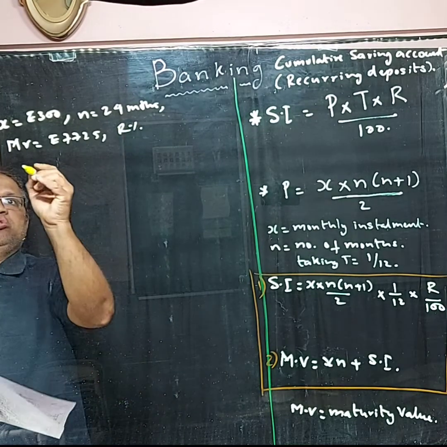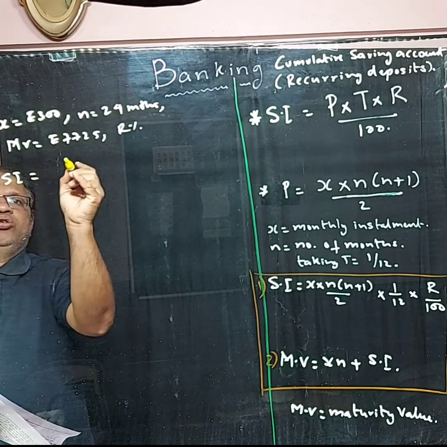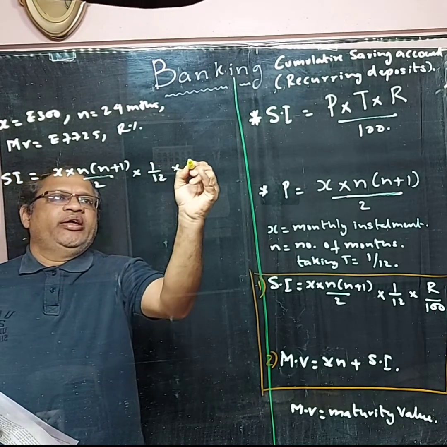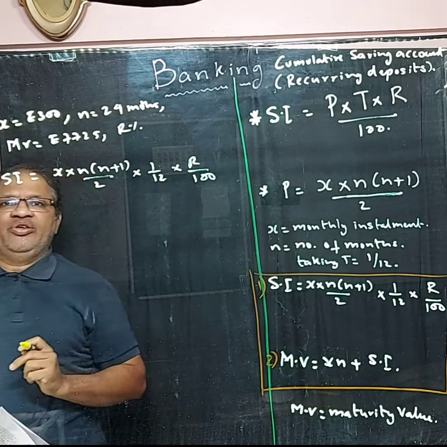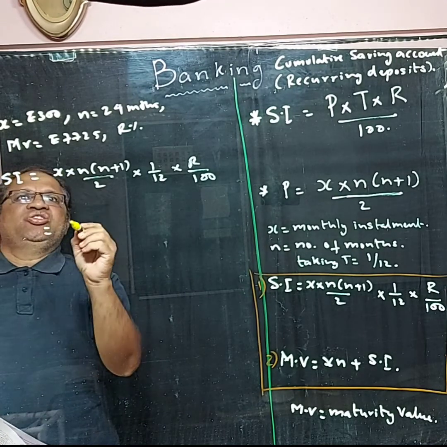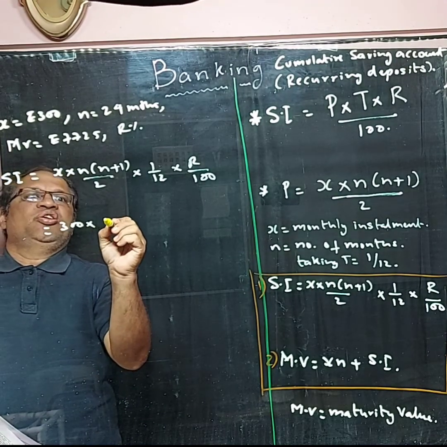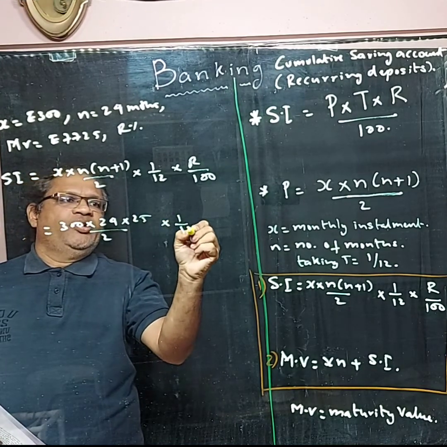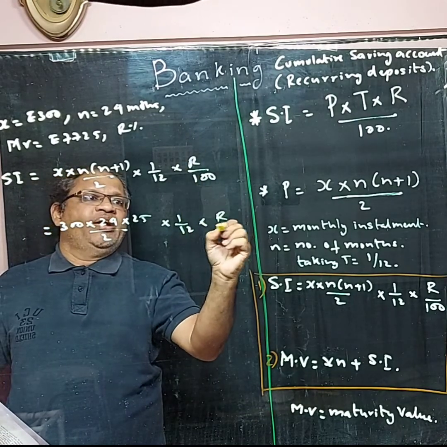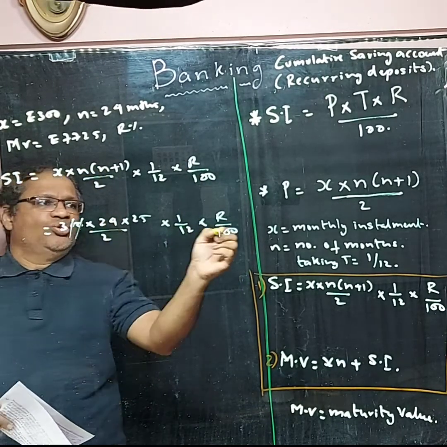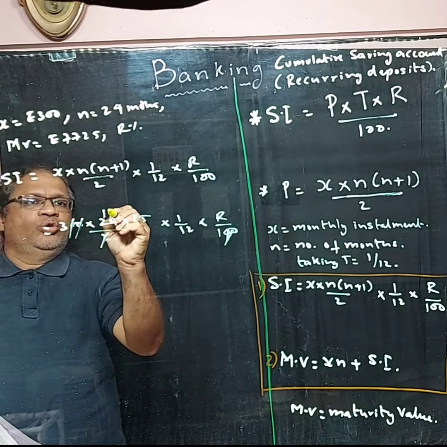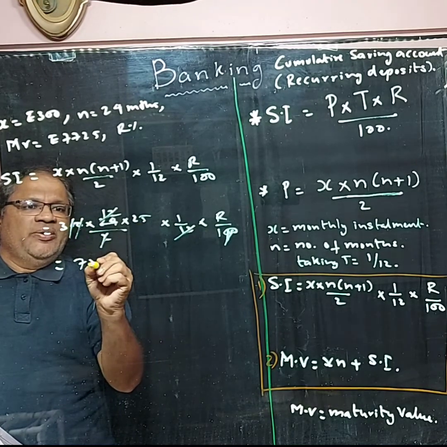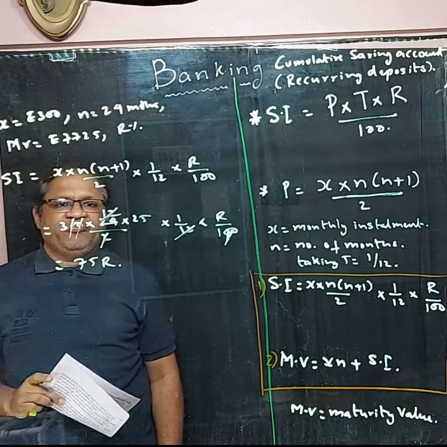So we are going to use the first formula, SI is equal to X into N, N plus 1 upon 2 into 1 by 12 into R by 100. That's the first formula we use. Then instead of X you put 300, instead of N you put 24 into 25, 24 plus 1, into 2 into 1 by 12 into R, which you have to find out, upon 100. Now go for cancellation. The 0s get cancelled, then 2 12s are 24, 12 get cancelled, then you get 25 into 3, 75R. So we get SI as 75R.